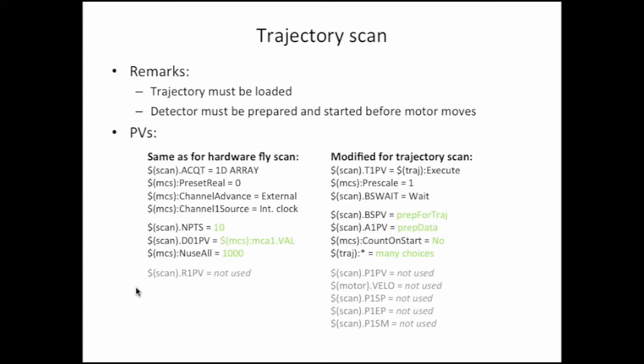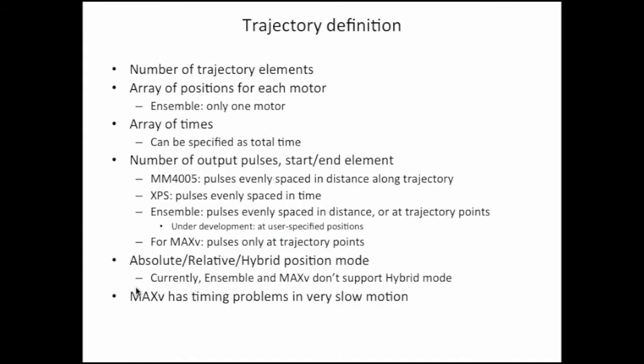But so, the requirements: a trajectory has to be loaded in advance, and you have to prepare the detector. So to define a trajectory, you have to define the number of elements, an array of positions, and an array of times. For each motor, an array of positions, in the case of the MM4000 or the XPS, because those can do multiple motors. So far the Ensemble can't do that, or it can, but I can't tell it to do that.